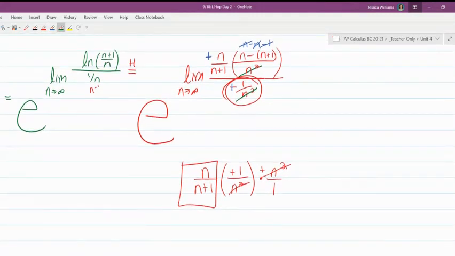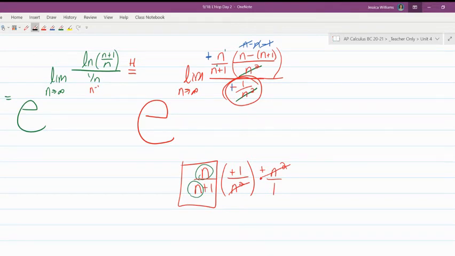I know, and you know, this is still an infinity over infinity if I take the limit as n goes to infinity. But do you remember all those super fun, super fast shortcuts? If you have the same degree on top and bottom, this is a degree of 1, this is a degree of 1, then we get to look at just the leading coefficient. And so our leading coefficient is 1 over 1.